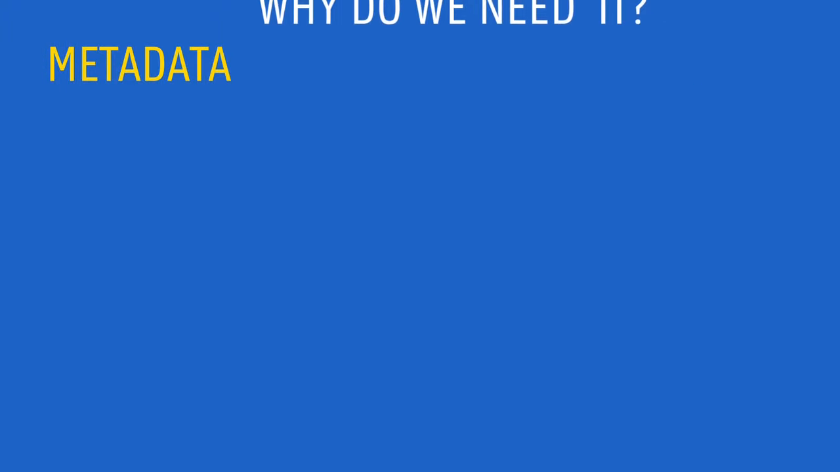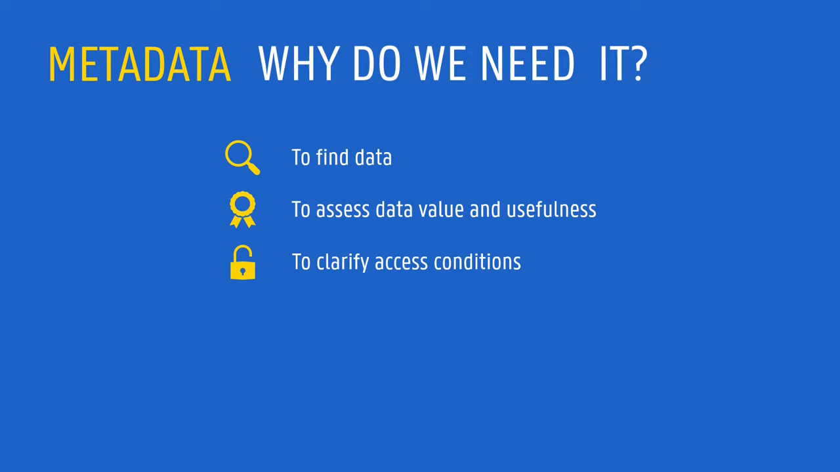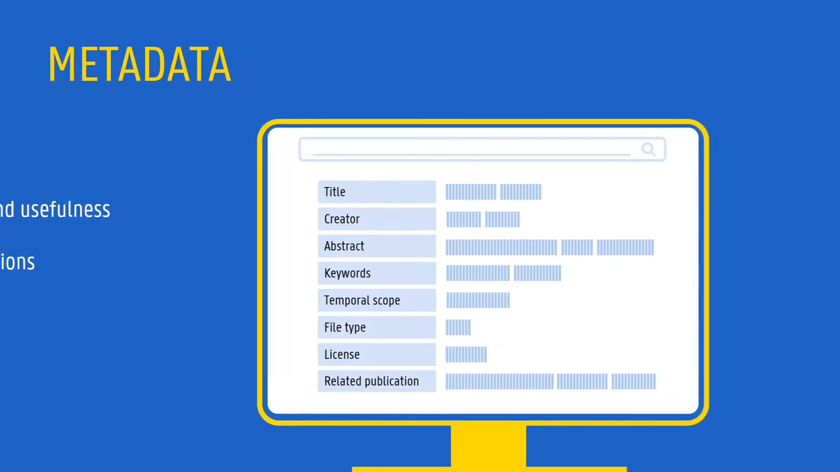Metadata is needed for many things. It facilitates the process of searching and finding data. Metadata can help us to assess whether the data we find is useful for us or not, without having to download it first. It also lets us know how the data can be accessed and how it can be reused. Because of this, metadata is essential to make your data FAIR. Let's now have a look at some metadata concepts to understand why it is so important.